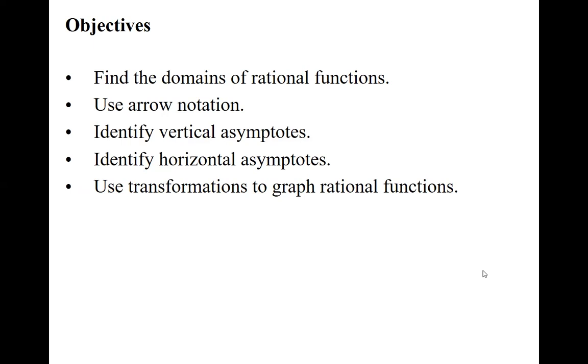The objectives in this topic are find the domains of rational functions, use arrow notation, identify vertical asymptotes, identify horizontal asymptotes, and use transformations to graph rational functions.